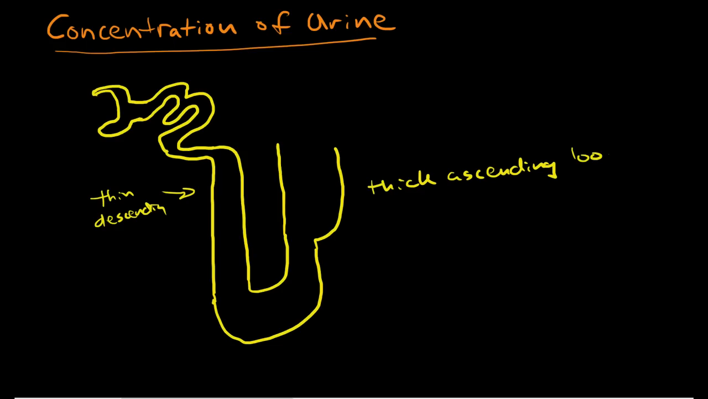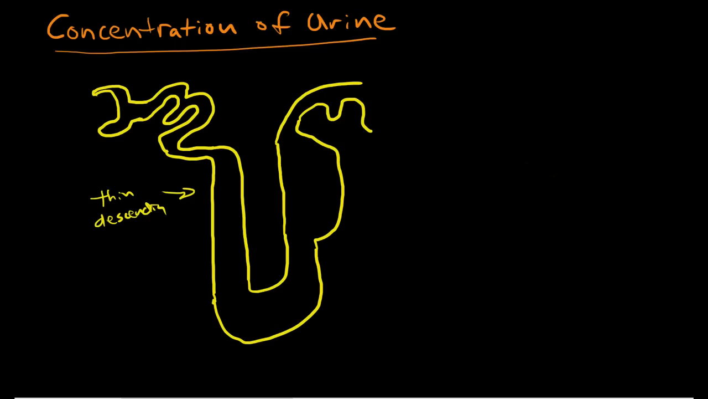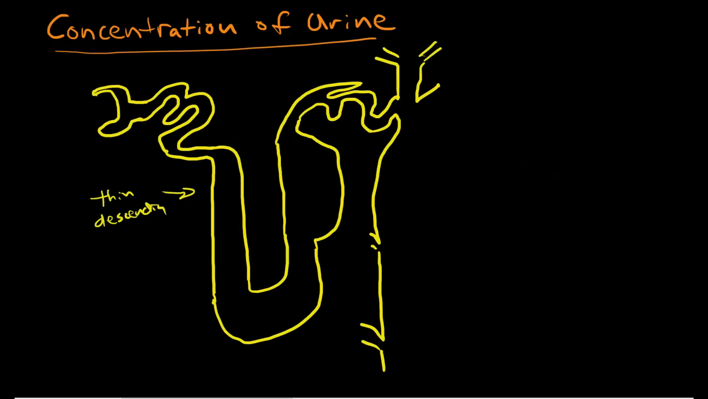Now, actually I don't want to write this too big here. So this is the thick ascending loop, but I'm going to erase that because we need to draw the collecting duct here. Alright, so it narrows down again. I exaggerated the size of the loop of Henle so that I can draw things in it. And then we have the distal convoluted tubules, and it leads into a collecting duct, right? And the collecting duct drains other nephrons as well on its way down, etc.